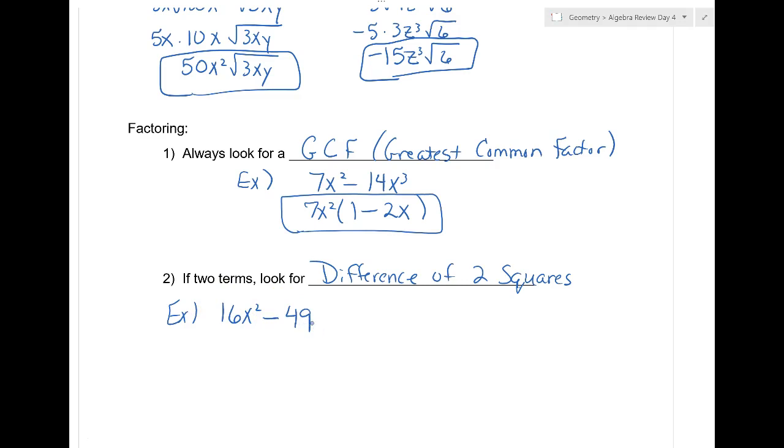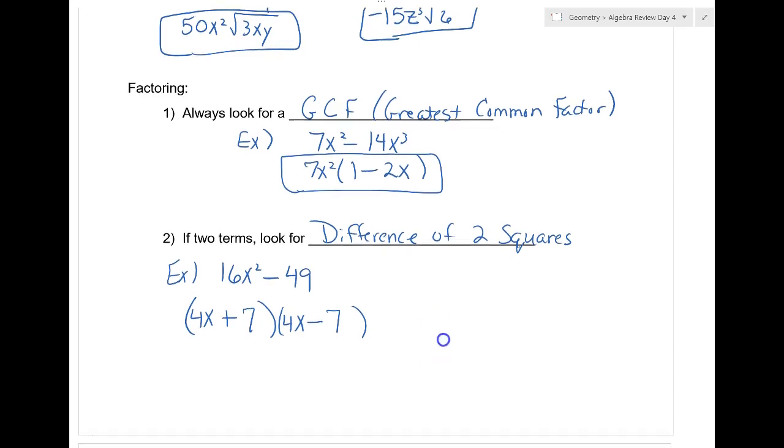Well, it's just two terms, and if you notice, they're both perfect squares. And a difference means subtraction. So 16x squared minus 49 is a difference of two squares. So the next thing you know you're going to do is go to your two sets of parentheses. And when you have a difference of two squares, you always have one positive, one negative. Then you take the square root of each term. So the square root of 16x squared, well, that's going to be 4x. So I got 4x and 4x. The square root of 49, well, that's 7 and 7.